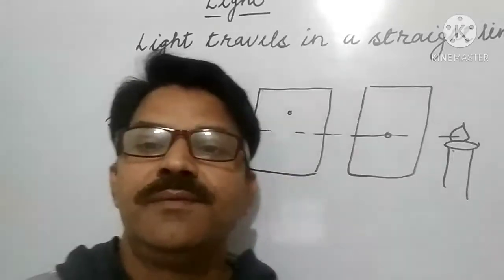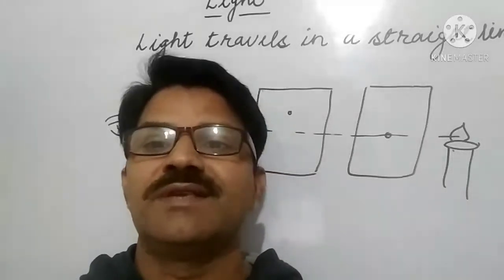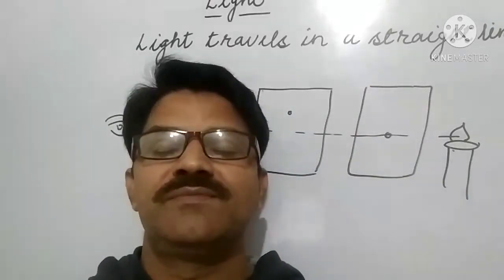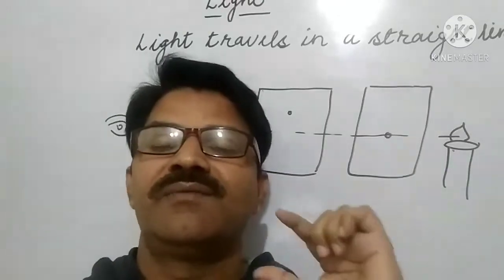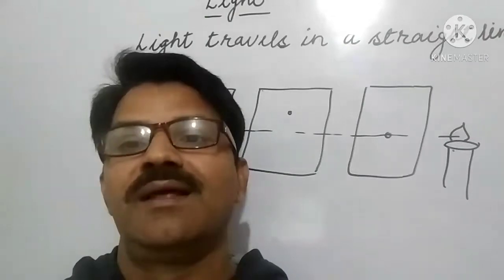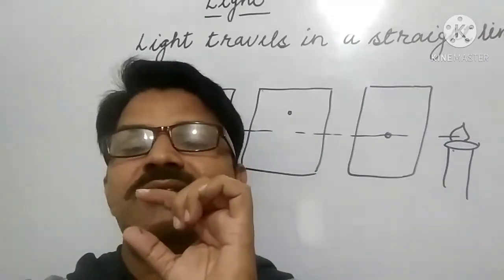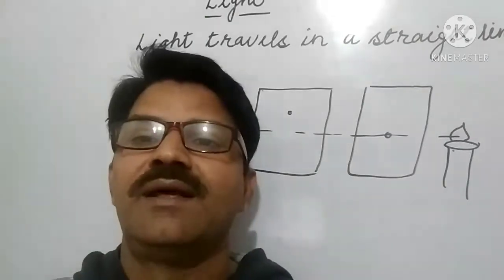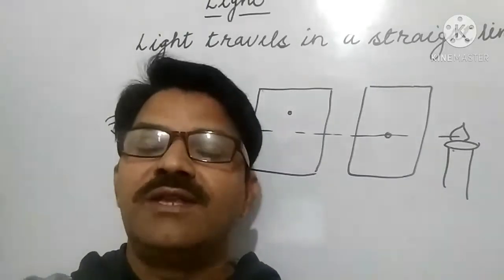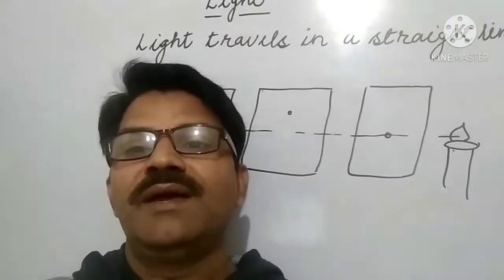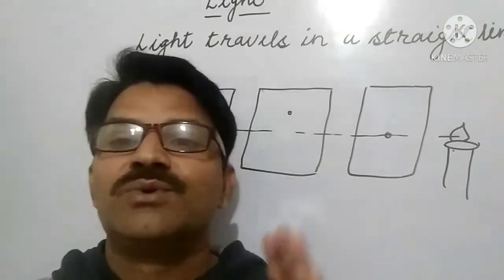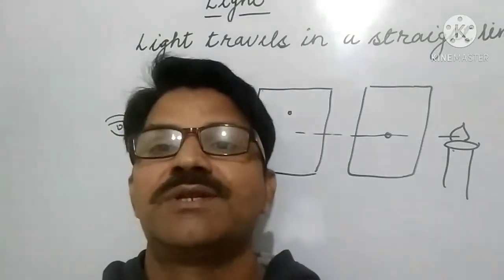Good morning everyone. In the previous video we were discussing how light travels. Light travels in a straight line. For this we have taken one candle and one pipe. Make it straight and look at the flame of the candle. In this situation we see the flame of the candle. Now you bend the pipe and then you see the candle flame. In this situation the candle flame is not visible. This shows that light travels in a straight line.